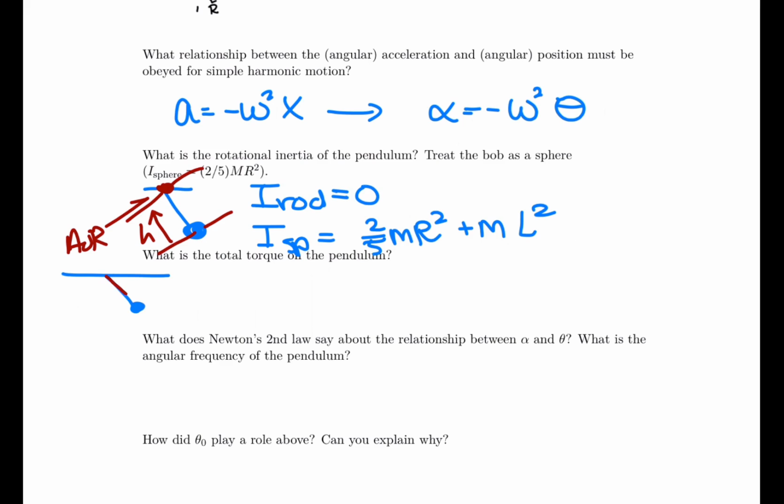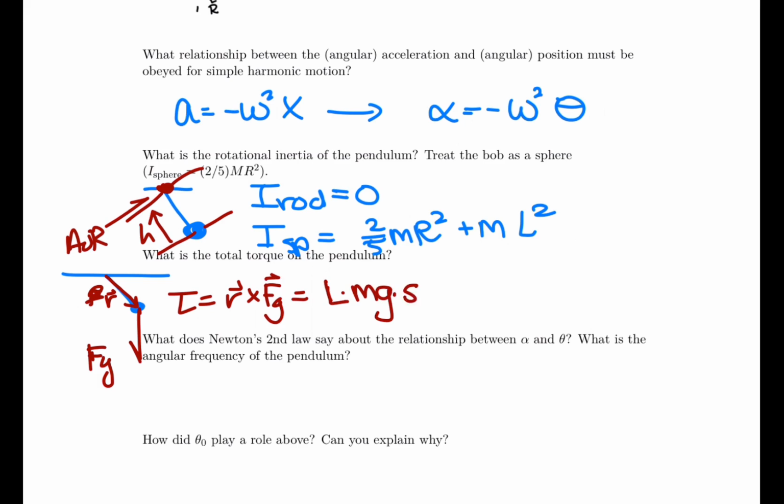And you have some moment arm reaching out to the bob. There's a gravitational force pulling downward from the center of mass of the object. The torque, as a result, is the moment arm cross the force due to gravity, which is just the length of the moment arm L, mg, times the sine of the angle between them. I would also throw in a negative sign, because the tendency here is that the object is going to want to rotate clockwise.